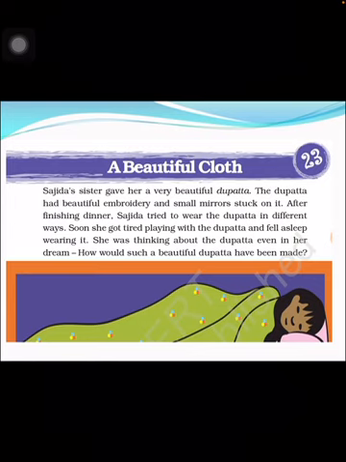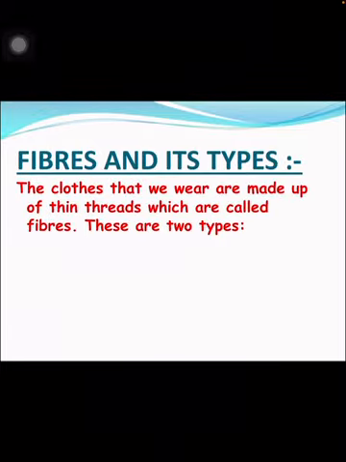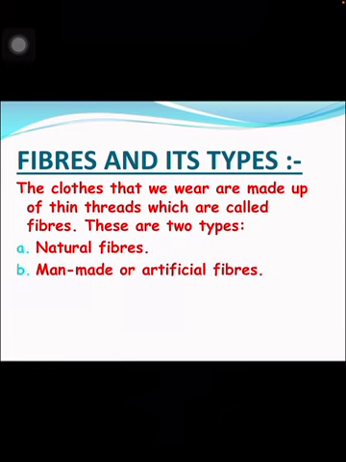Yes, the beautiful dupatta is made up of cloth. And do you know, cloth is made up of thin threads known as fibers. So first of all, we will know what a fiber is. As I told you, clothes are made up of thin threads which are called fibers. But do you know fibers are of two types? First, natural fiber and second, artificial fiber. So we will read both one by one.